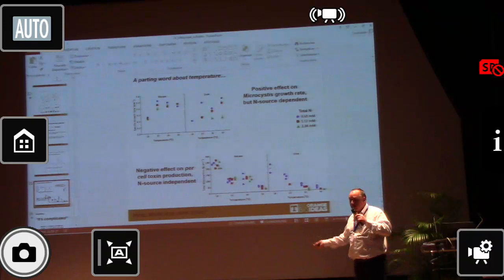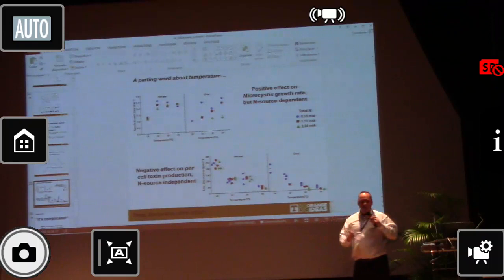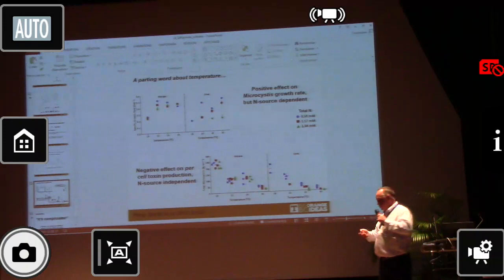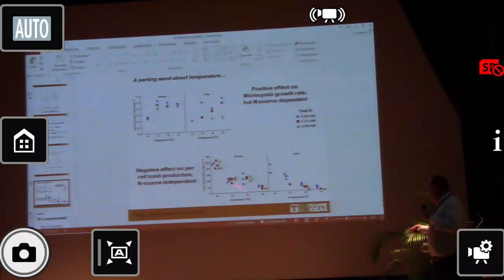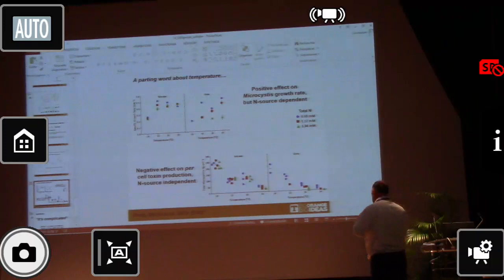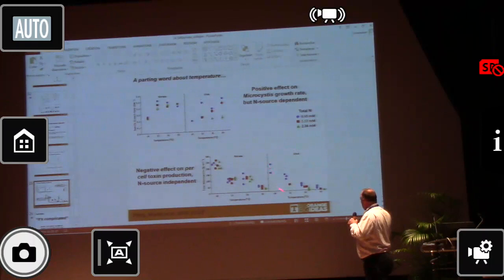But this relationship is dependent on the nitrogen source you give the cells. The relationship changes if you go from nitrate to urea. One thing that is all over the literature that people don't seem to know is that as you go from 18 degrees up to 30 degrees, microcystis cells become less toxic per cell. This is completely independent of the nitrogen source. We're looking at here cells grown on nitrate, cells grown on urea, and I will point out that cells grown on urea at these lower temperatures are really unhappy.